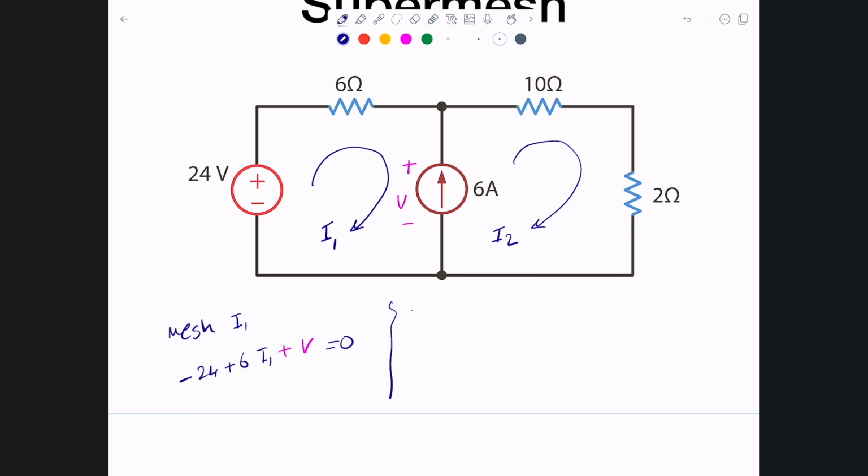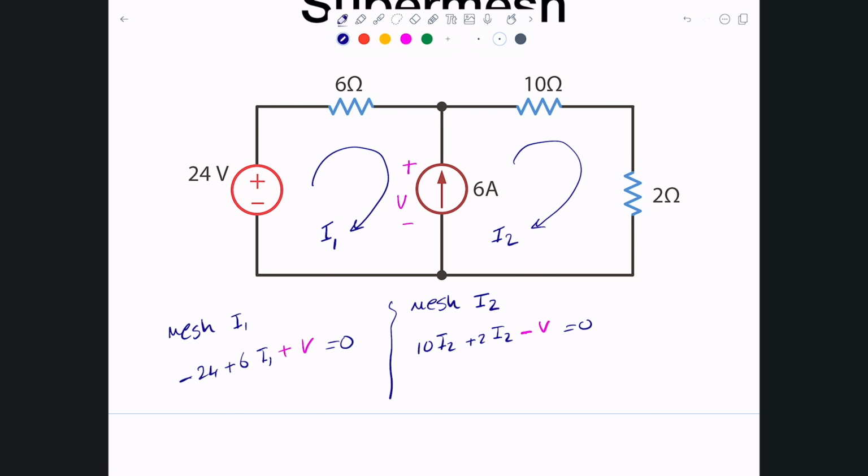All right, so let's do the same exact thing with mesh I2. For mesh I2, I'll start with the 10, for example, I2 plus 2I2. Well, what do I do with that here? It's the same voltage that we have. We assume that it's in this direction, so I'll say -V. I'm going to do that in the same color. So that will be -V, and of course that here is equal to 0.